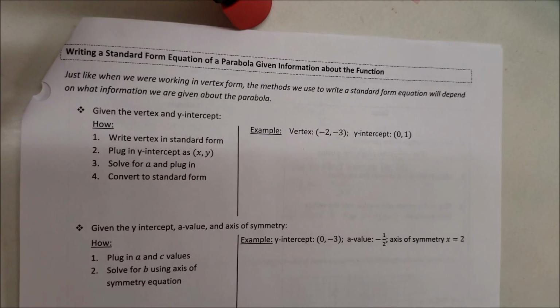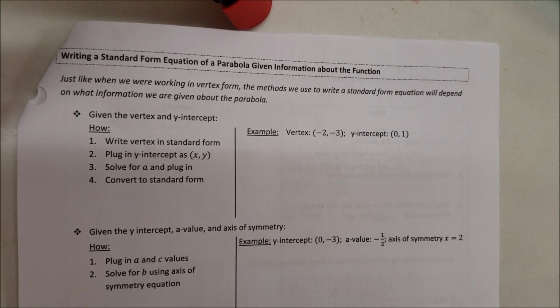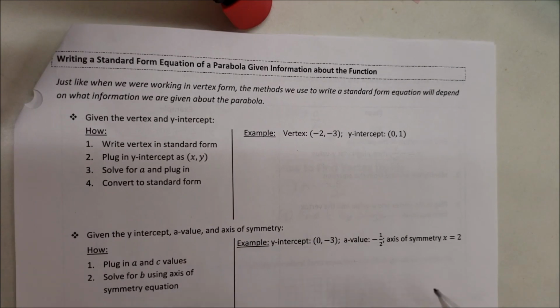All right, so now we're going to start looking at all of the different ways we can write an equation in standard form, depending on the different information we're given about the function. The first combination we're going to look at is when we are given the vertex and the y-intercept. So I've got the steps listed out for us, so we can just go through the example.